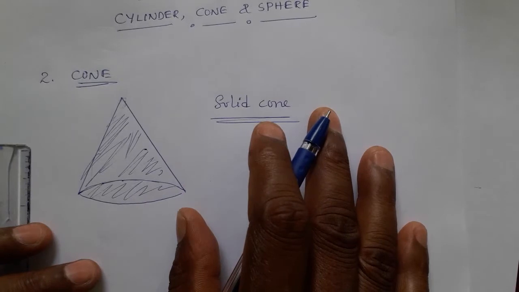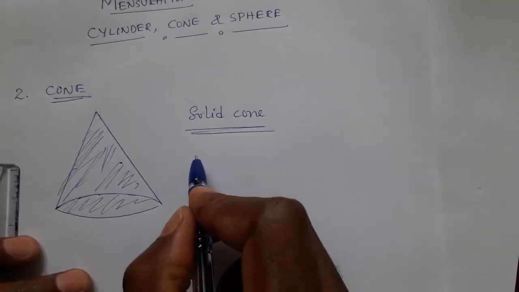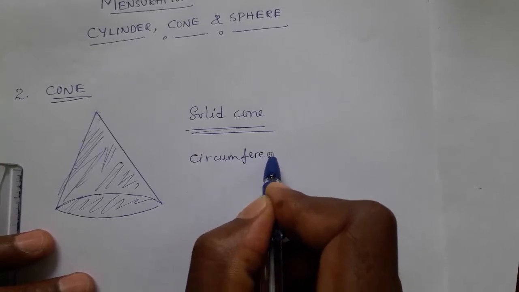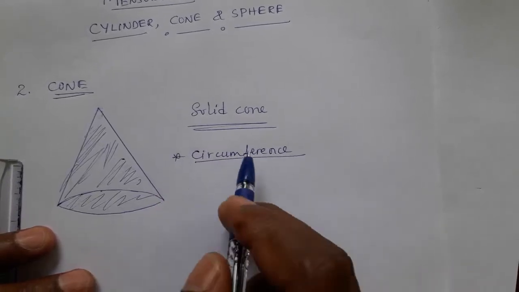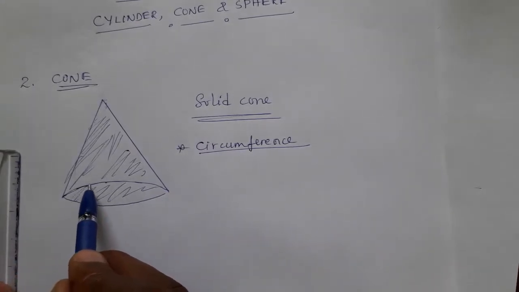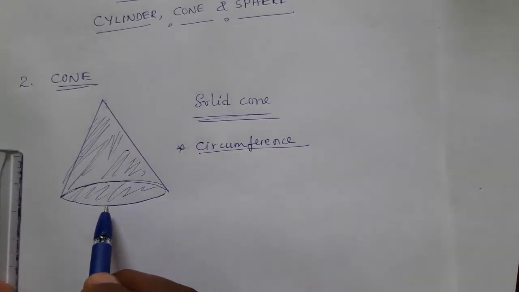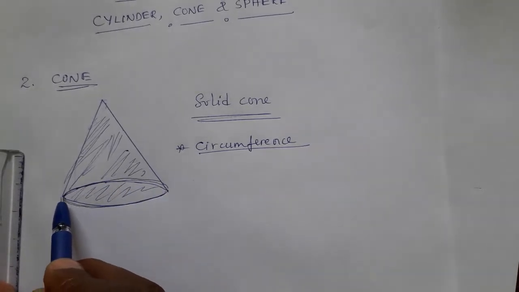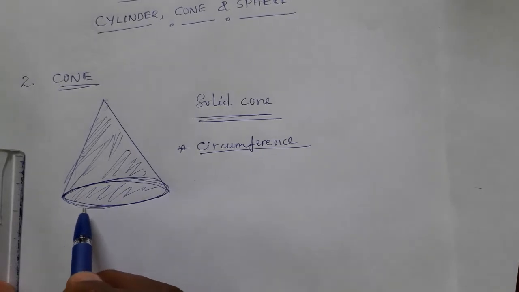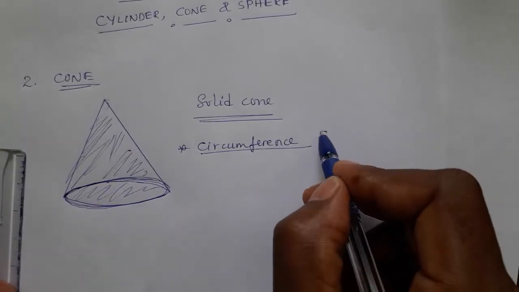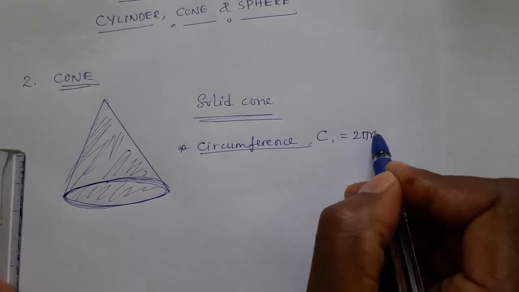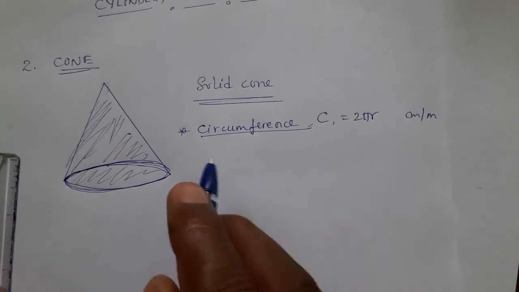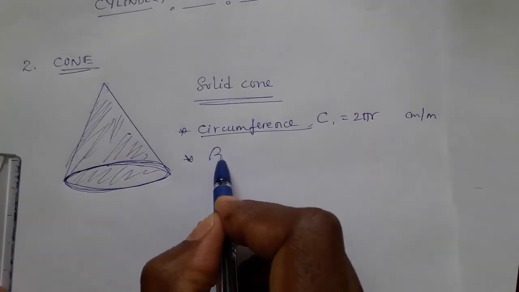In solid cone, first we go for circumference. In cylinder we studied these things, we repeat again. What is circumference? Circumference means the line around the circle, the round shape. The symbol is C. Its formula is 2 pi r. It is always written in centimeter or meter.